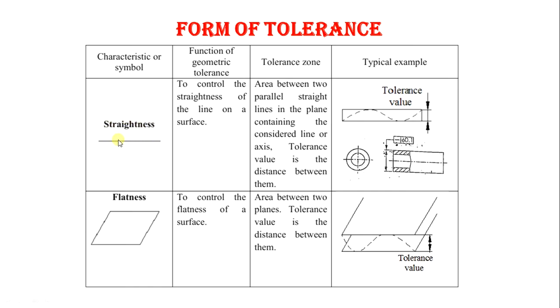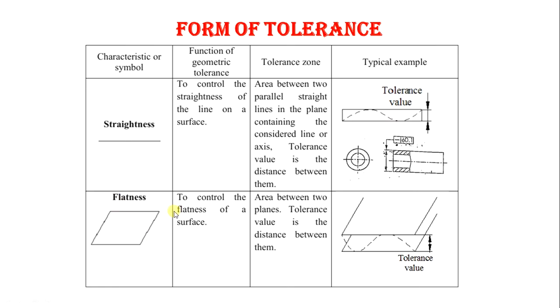First we have straightness. Straightness is used to control the straightness of a line with respect to the surface. Suppose this is one line whose reference is to be shown with the datum surface. At that time the maximum tolerance value will vary accordingly. Over here, if you observe in detail, we have 0.1 mm as the variation, that is the area between two parallel straight lines in the plane containing the considered line or axis. The tolerance value is the distance between these two lines.